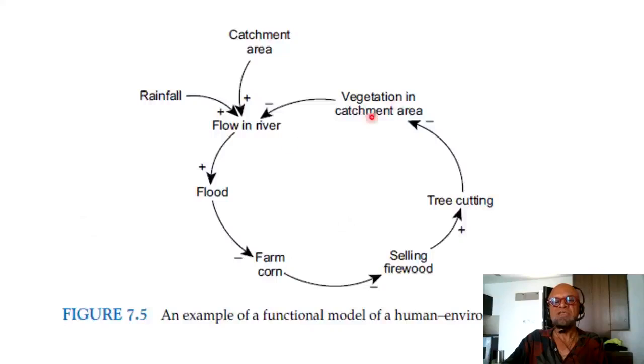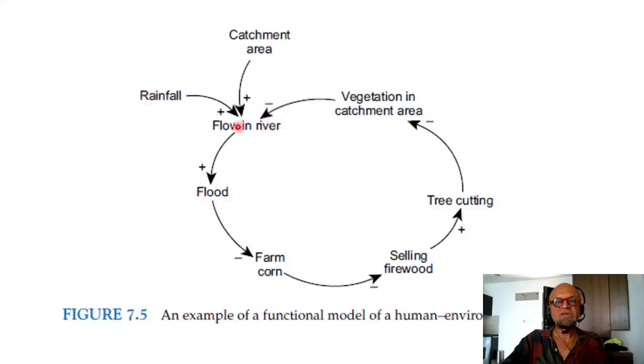So vegetation in the catchment area affects flow in the river, which also depends on the catchment area. Larger the area, more the water you will collect. So that's the positive effect. Rainfall increases, flow in the river increases, so that's a positive sign. Vegetation in the catchment area increases, lowers the flow in the river because it's holding more water in the soil and in the groundwater.